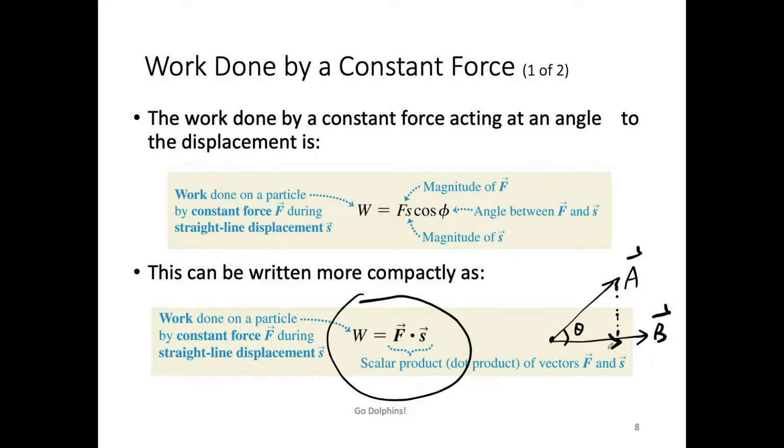So the component of A in the direction of B is going to be A cosine theta, right? And it should be times B. The dot product of A and B should be A cosine theta times B. So it gives you AB cosine theta.